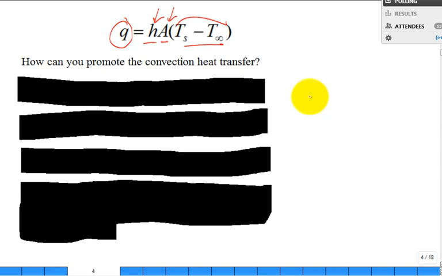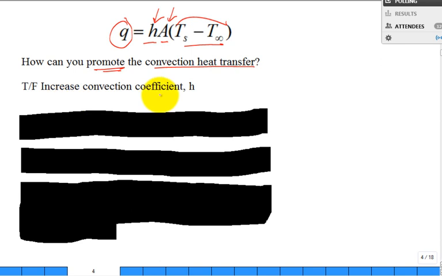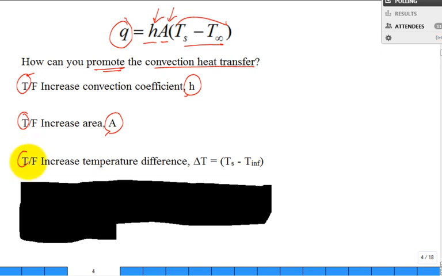So this is very simple. But if you wanted a larger Q, if you wanted to increase the convection heat transfer, you could, true or false, increase the convection coefficient h. Would that help? Do you think I should have that as a clicker question? Do you think that's too easy? It's a true, isn't it? You could increase the area between the solid surface and the convection. That's true. And you could increase the delta T. That's true. Now think about my automobile radiator problem.